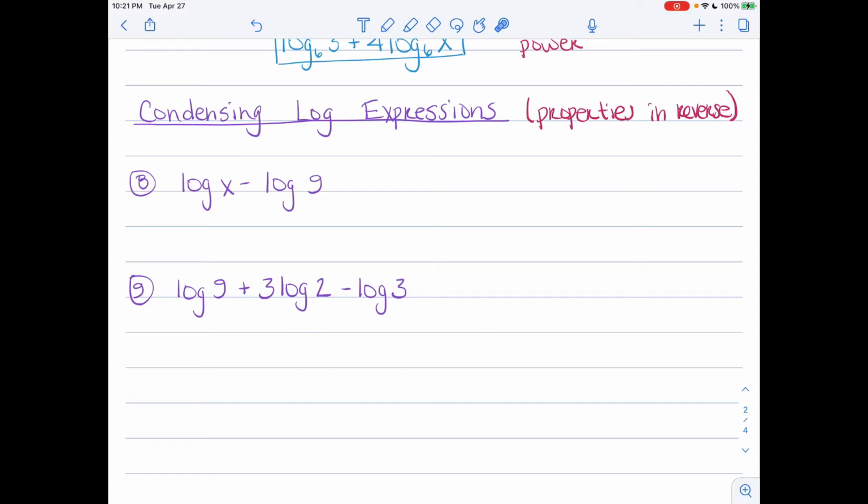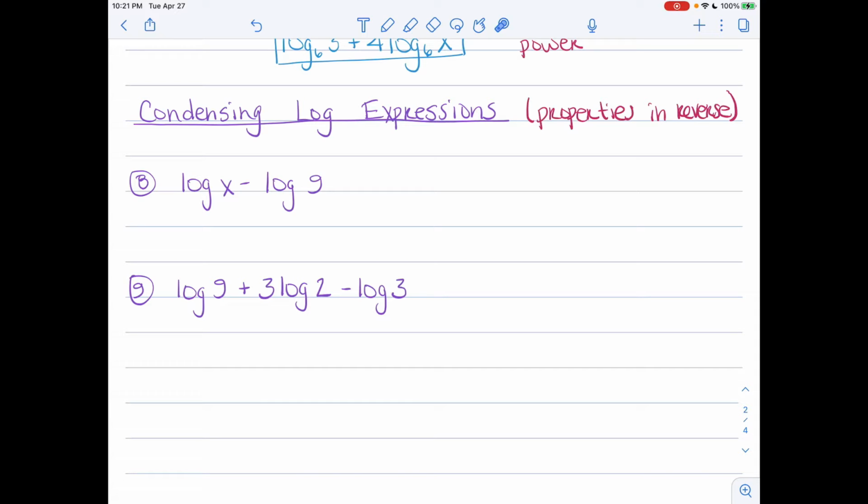Next, we're going to talk about condensing log expressions. So this is basically using the properties that we've been using, but using them in reverse. If we can combine everything into one log, it might be a combination of quotients and products and powers, but we're going to combine it all into one.